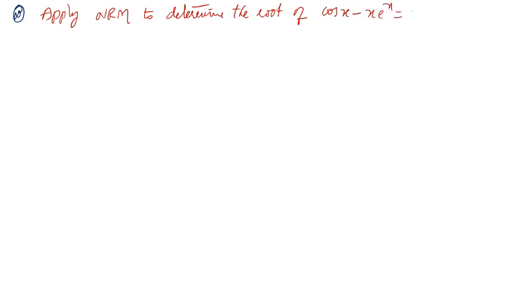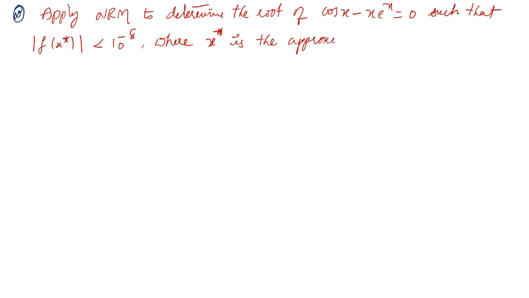Let us do problems on Newton-Raphson method. The first problem is: apply Newton-Raphson method to determine the root of cosine x minus x into e power x equal to 0, such that modulus of f of x star is less than 10 power minus 8, where x star denotes the approximate root. Take the initial approximation as x not equal to 1.